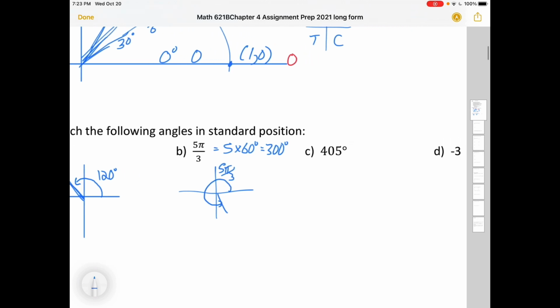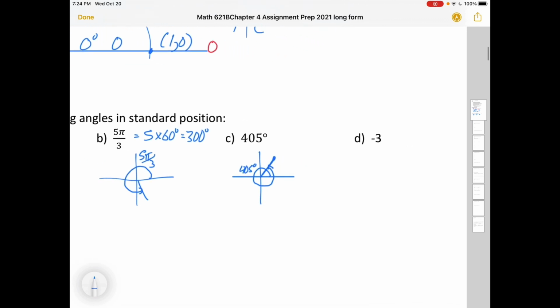The next one, 405 degrees. That's going to be bigger than a revolution. So 1 time round is 360, and then really another 45. Oh wow, look at the iPad attempting to make a circle for me. But no, I stand by my ridiculous circles.